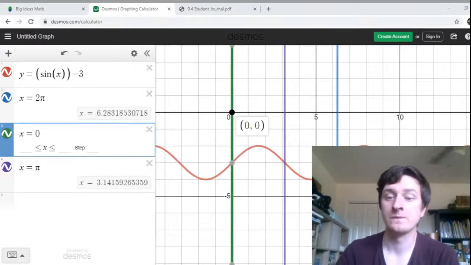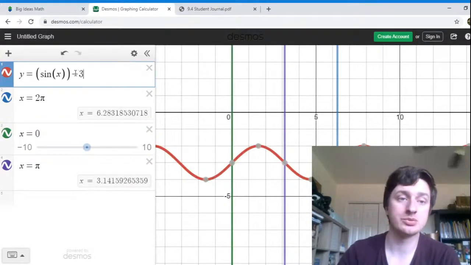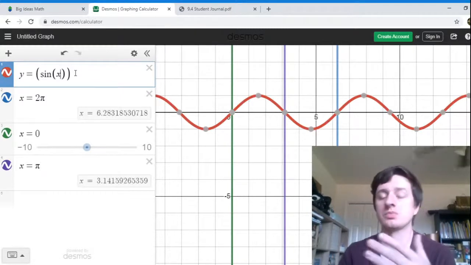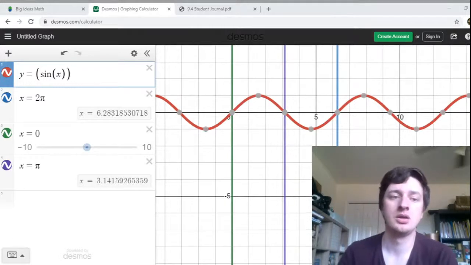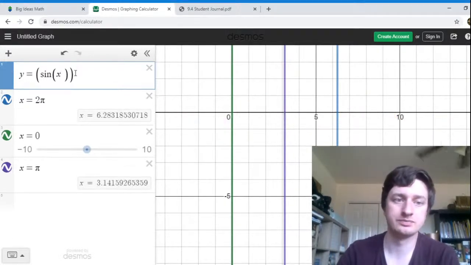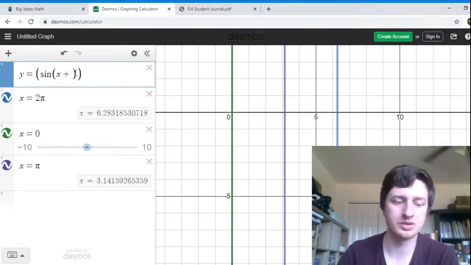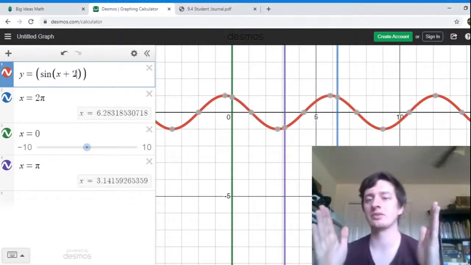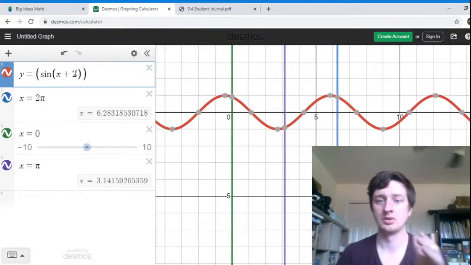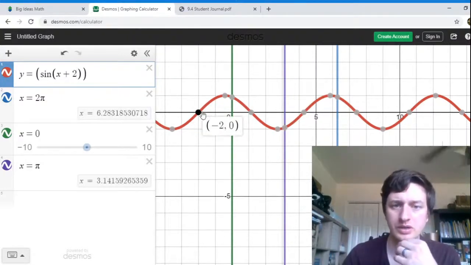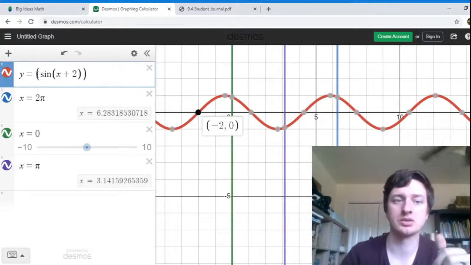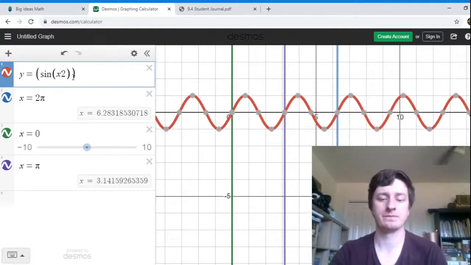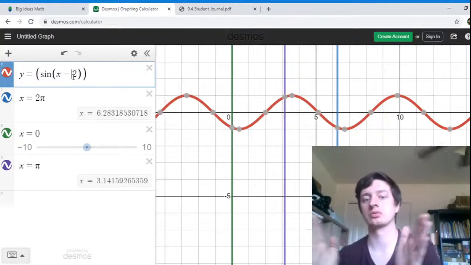Down 3. Or we can add or subtract inside the function, and we've done this before. This has been our whole year, right? Adding and subtracting inside, adding and subtracting outside. If I add inside, plus 2, it moves the graph left and right. This is a bit hard to figure out, but what it did was go left 2. Remember, adding is subtracting on the inside. If I were to subtract 2, it moves to the right.